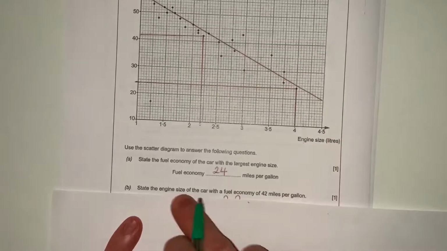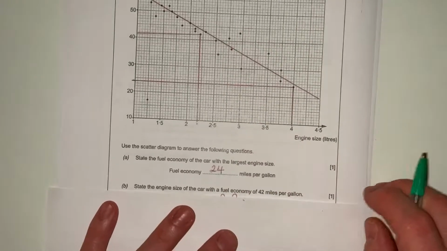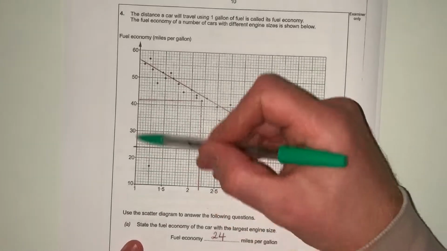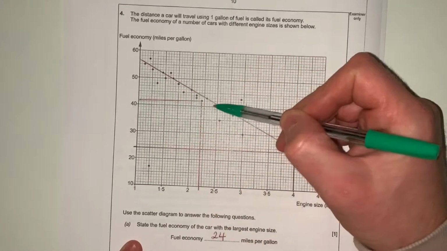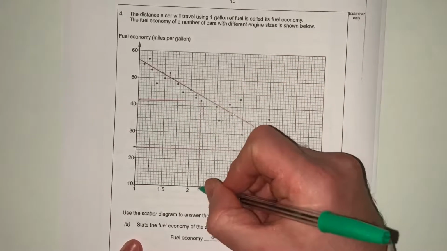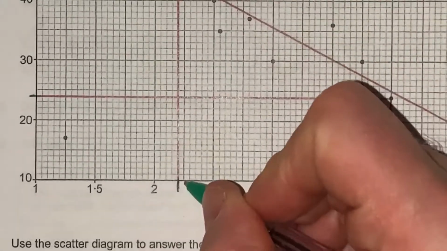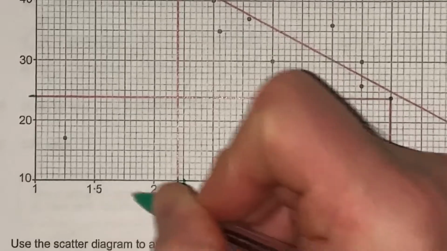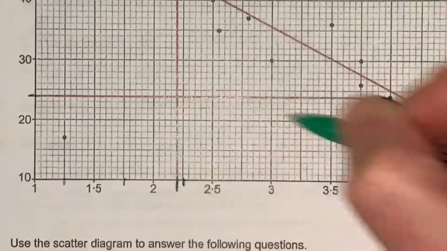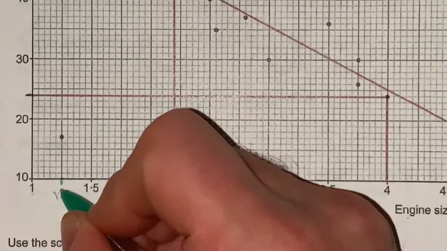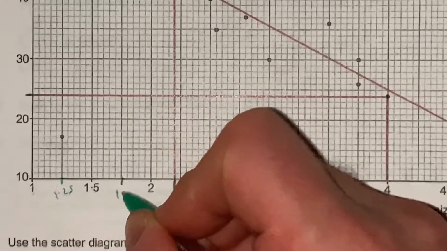Next one, state the engine size of the car with a fuel economy of 42 miles per gallon. So we look for 42 miles, which is here. Go across, down, but now you've got to be really, really careful with the scale. Zoom in. My advice would be, on something where the scale isn't as nice, write what's in the middle of them. So that would be 1.25, that would be 1.75.